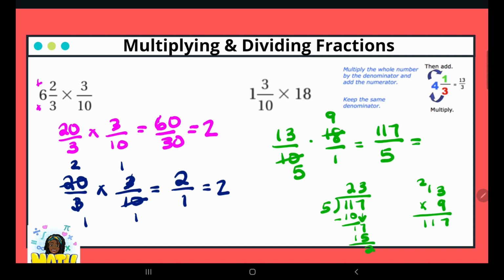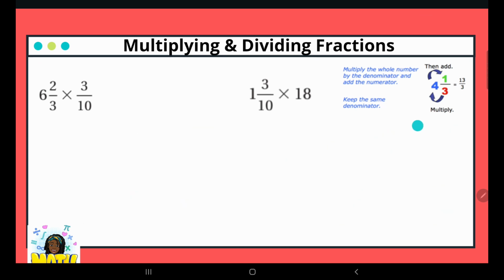So simplified, this is 23. And I'm going to write my remainder over my 5. So my final answer is 23 and 2/5. Okay. Now remember this number. I'm going to go ahead and clear the screen, and I'm going to do it without actually simplifying first, which is a method that most people may prefer.